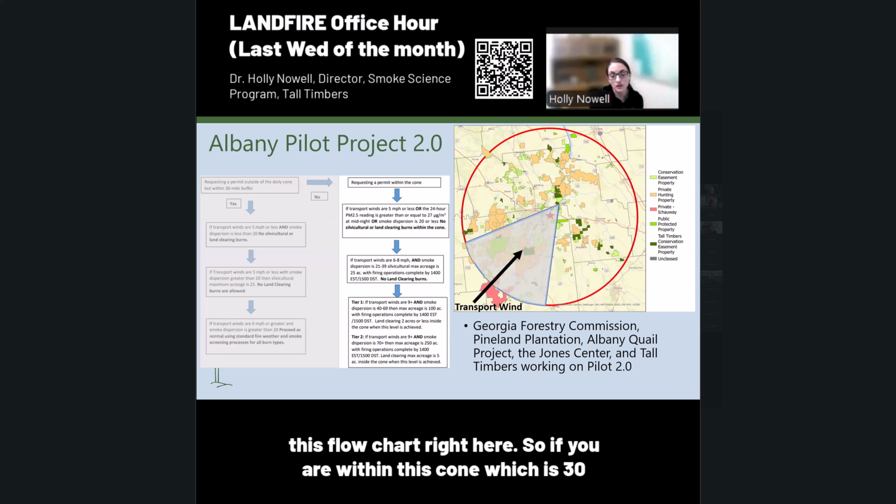If you are within this cone, which is 30 degrees on either side of the transport wind vector, and you want to get a permit to burn, you're going to have some more regulations to go through. If your transport winds are low, or your smoke dispersion, which is just a measure of how well that smoke is going to move out of the area and become diffuse, if both of those are low, they're going to ban burning that day. Or if there's already a lot of PM 2.5 from the day before, you're not going to be able to do any forest burns or land clearing burns that day within the cone. Your smoke's not going to move out of the area.